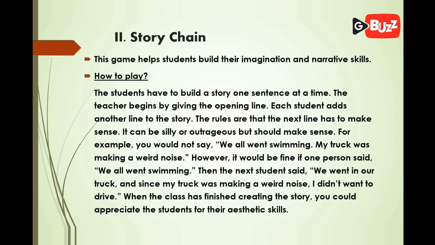For example, you would not say, "We all went swimming, my truck was making a weird noise." However, it would be fine if one person said, "We all went swimming." Then the next student said, "We went in our truck, and since my truck was making a weird noise, I did not want to drive." When the class is finished creating the story, you could appreciate the students for their aesthetic skills.